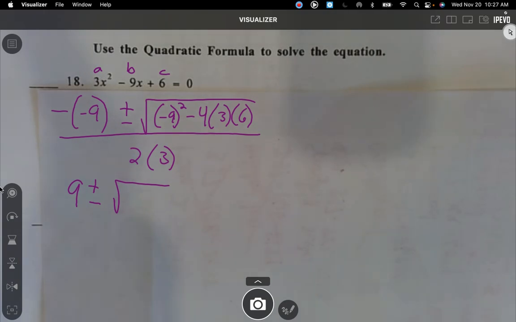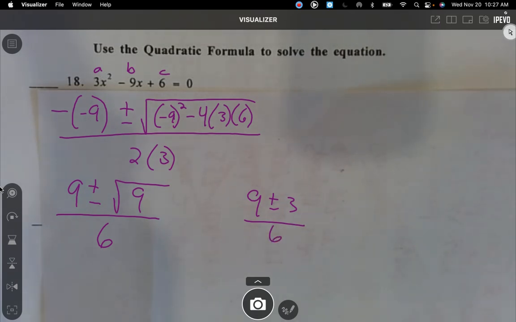Oh, okay. So I get the square root of 9. Yeah, me too. Hold on. Put it in wrong. Did you get 9? I did. Okay. Now, what is the square root of 9? 3. Okay? So really quick, let me change that. 9 plus or minus 3 over 6. So guess what our two answers are?